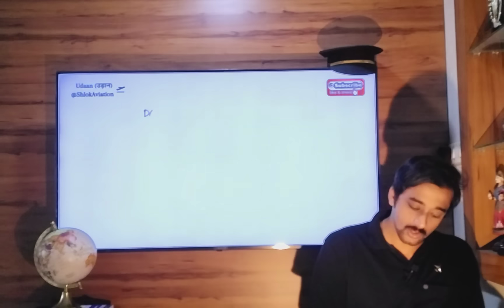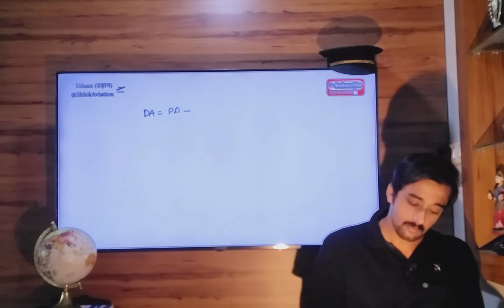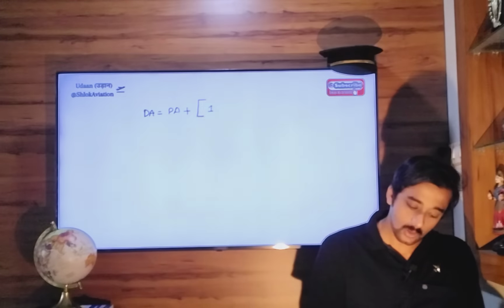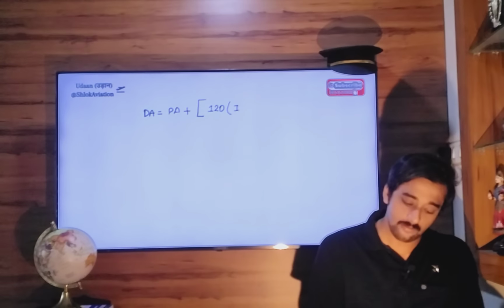Density altitude equals pressure altitude plus 120 times the ISA deviation.